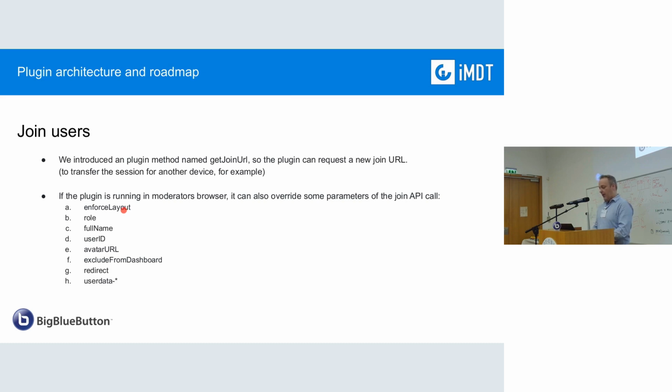If you are a moderator, you can also specify other information like the enforce layout, role, full name, user ID, avatar, and redirect, and any user data parameter. This is what the guys of the hybrid classroom presented. They are using this join URL, this get join URL endpoint, overriding several things with this method.